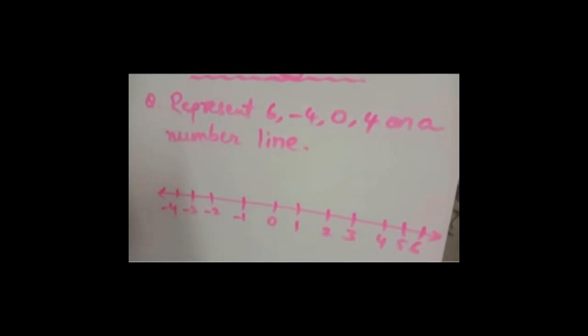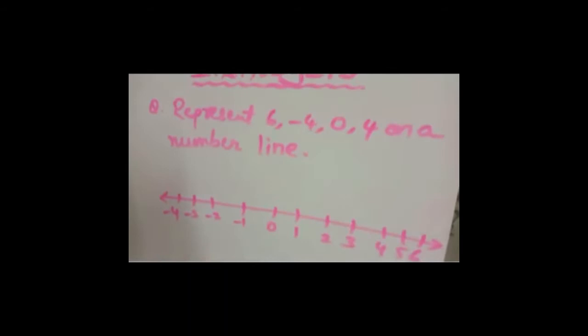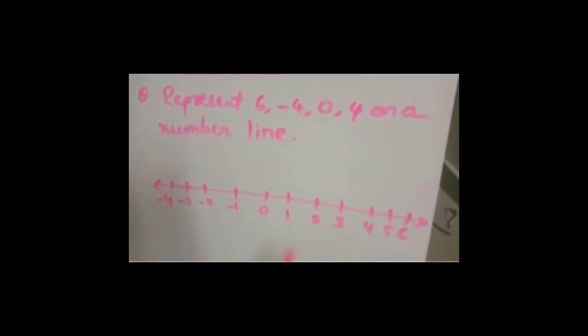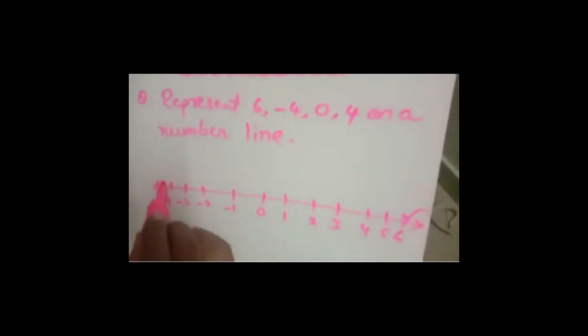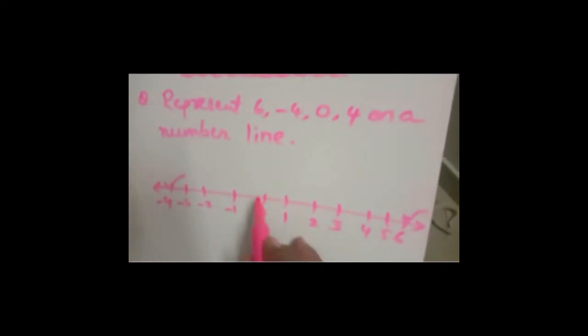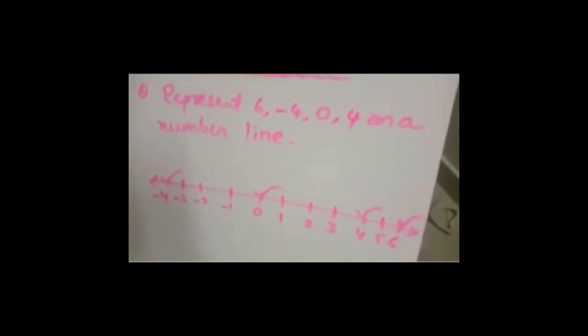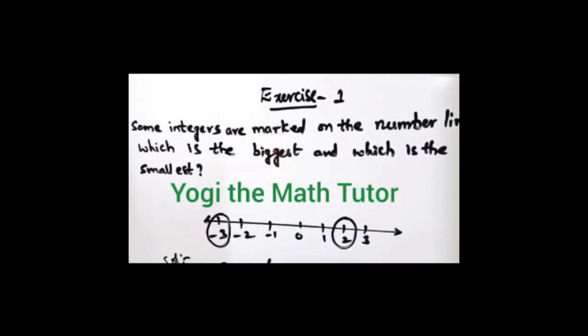So to represent these integers on the number line, first of all we need to draw the number line with some integers. On this number line we should first tick the +6 here. Then after that you can tick -4 to the left side. Then this is the 0, and the next is +4, you can see here. So like this we need to represent the integers on the number line.